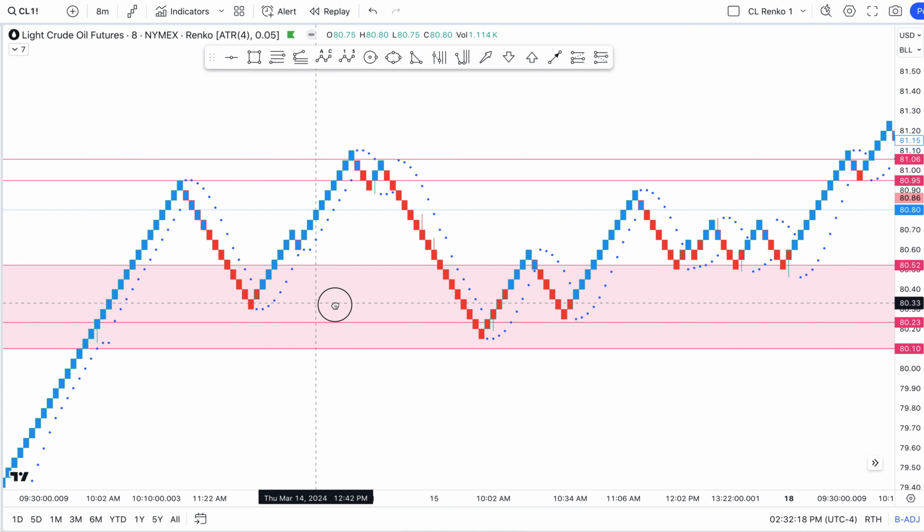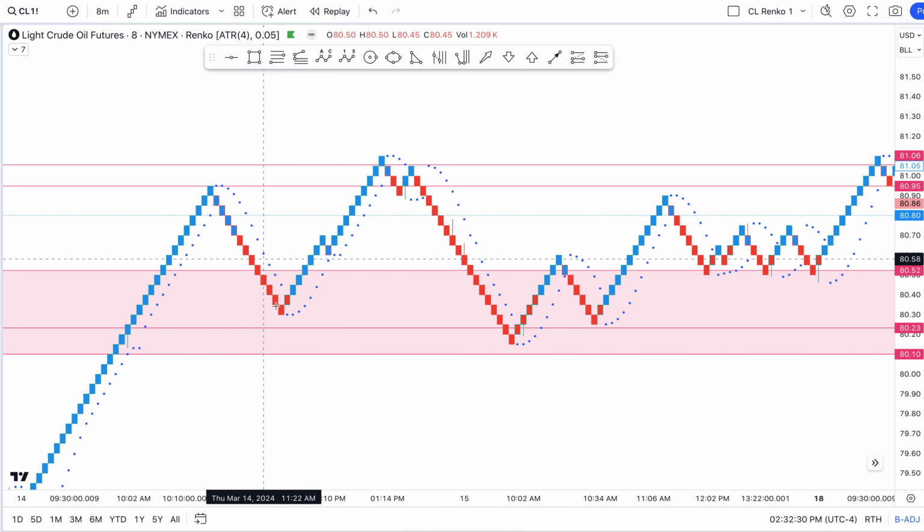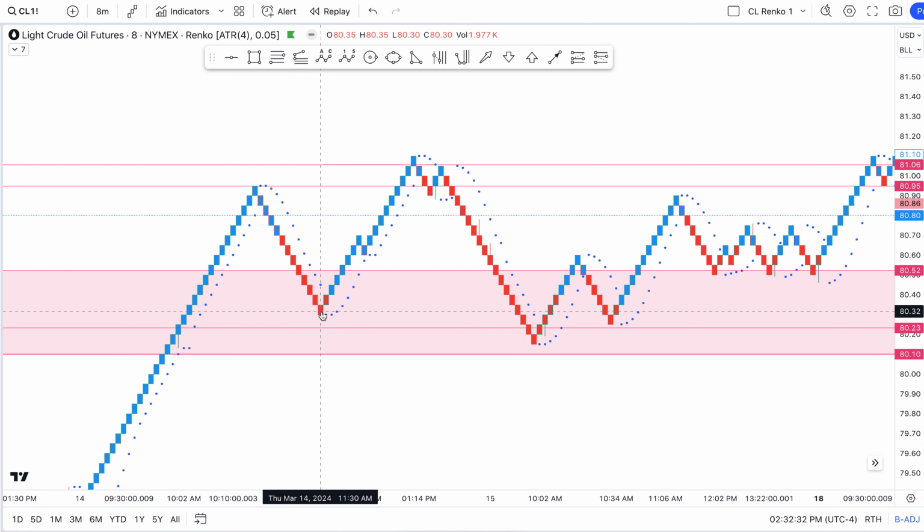So in Renko, what we want to do is look for a brick to reverse. One brick is not enough for me. I'm going to go with the third brick. You know, this first brick, you don't know, that's not a reversal brick. This is still going down. So we'll call this brick number 1, and this is brick number 2.